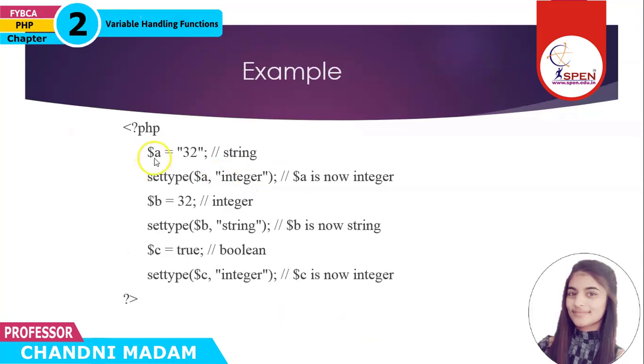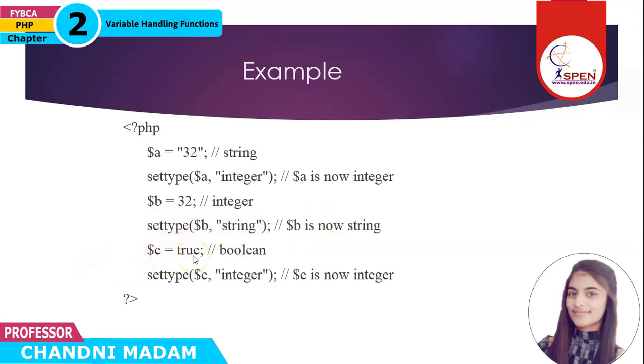This is an example. $a equal to double quote 32, so 32 is a string value. So settype($a, integer), so $a is converted to an integer. After this line, the $a data type is integer. Next $b equal to 32. Here the $b data type is integer. Now settype($b, string) converts $b to string. Now after this line, the $b data type is string.